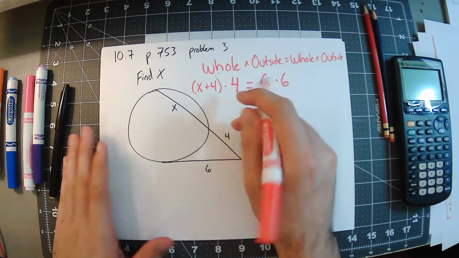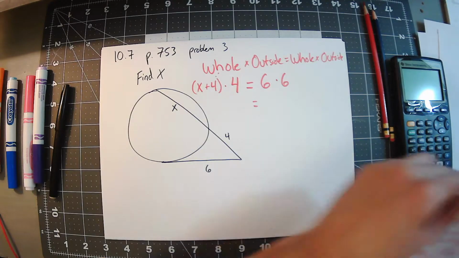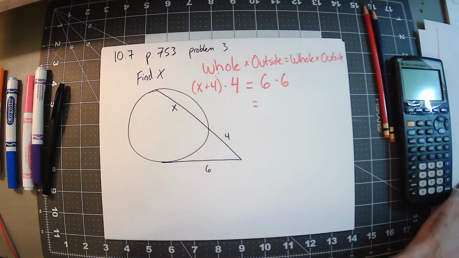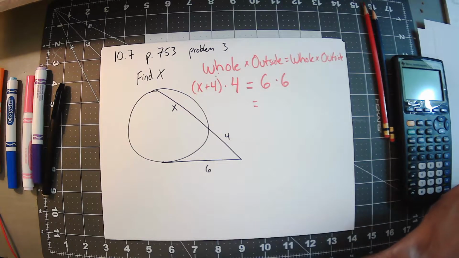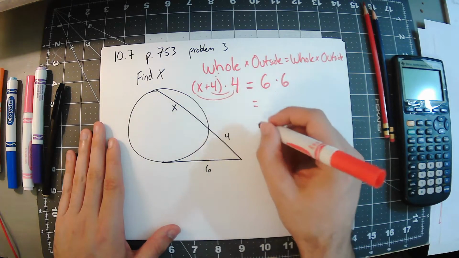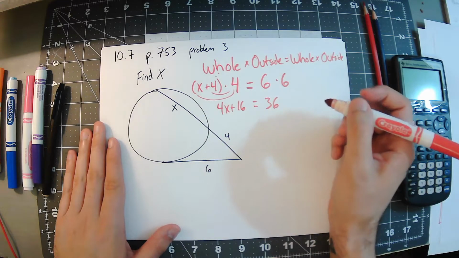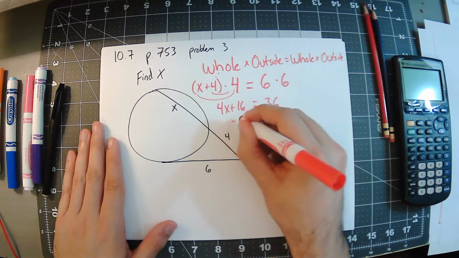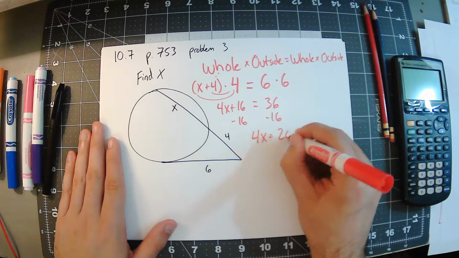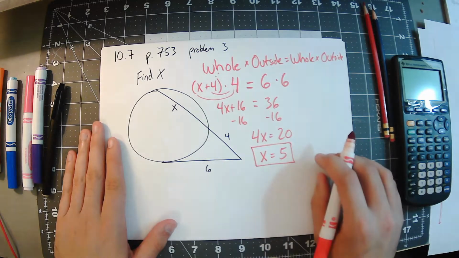Well, this side, I don't have 2 binomials like I did earlier. When they're sitting side by side like this is when I do this. If it's just x plus 4 and 4, we're just going to distribute that in. So that's going to be 4x plus 16 equals 36. And then we just solve. X equals 5.